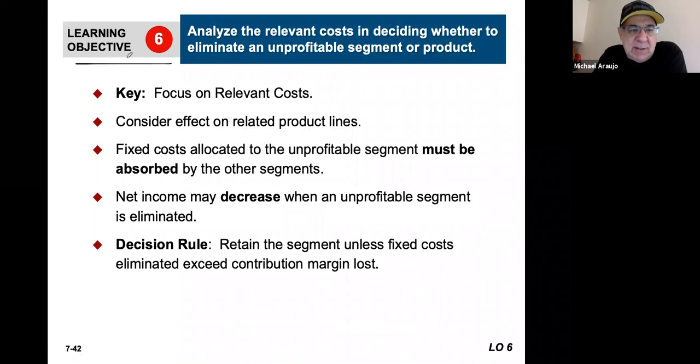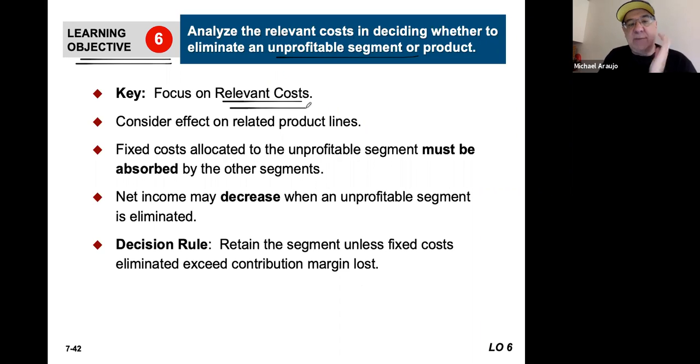Last but not least, incremental analysis is also used to help decide whether you should get rid of an unprofitable product or even an unprofitable sector, a part of your business. Again, the focus should be on the relevant costs of the decision. You should know that overwhelmingly the fixed costs will not change. If they do change, it won't be by much. Sometimes they do go down, but it's not by much.